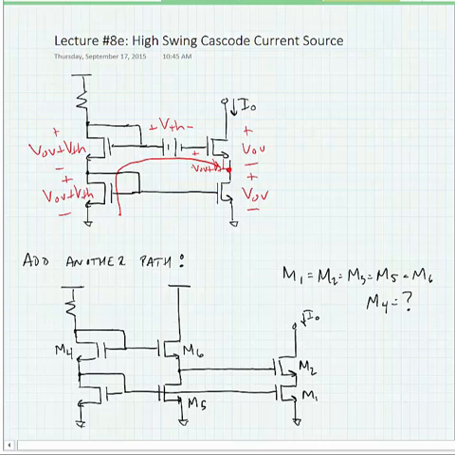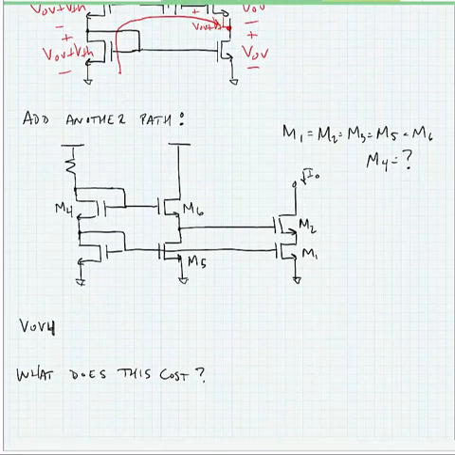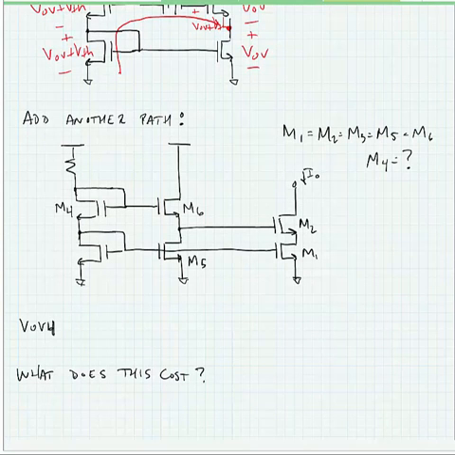Of course, it's very difficult to achieve a floating voltage source or a battery in an integrated circuit process, and so our solution is going to be to add another path, another current path. So here we have transistors M1 through M6, and we're going to set M1, 2, 3, 5, and 6 to be equal, and we're going to set M4 to be a little bit different.